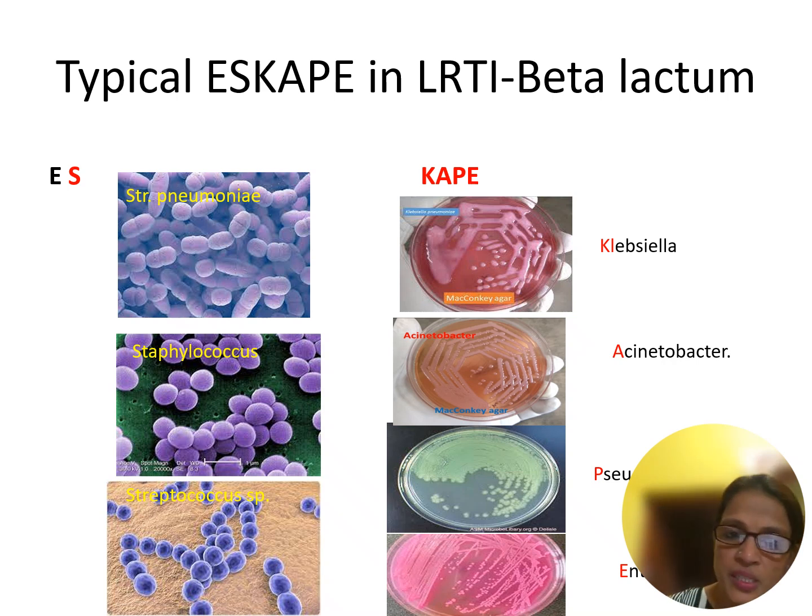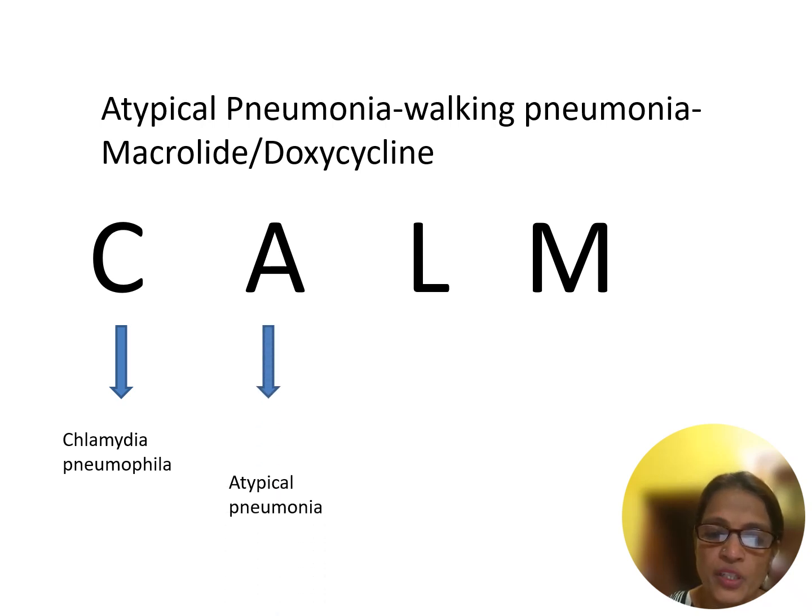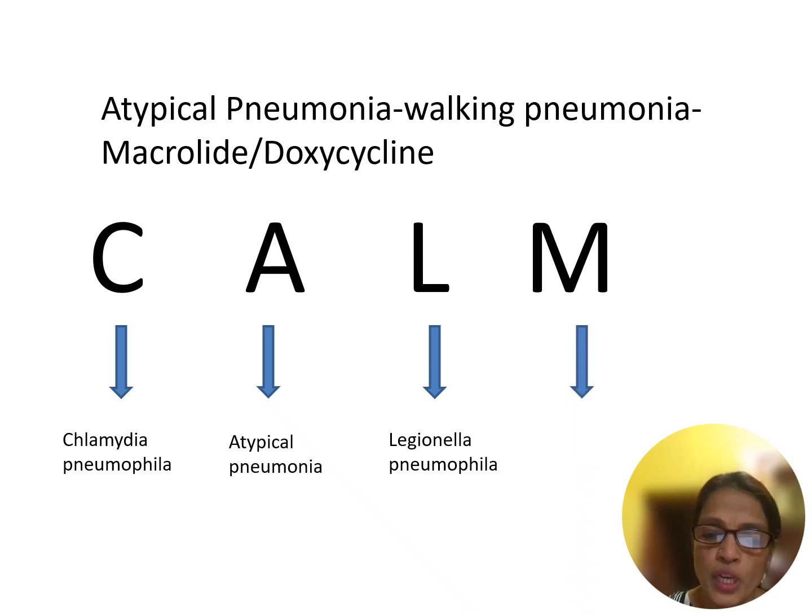So what we must remember is both gram-positive and gram-negative organisms are responsible for causing these bacterial infections of the lower respiratory tract. Now, amongst the atypical pathogens, we have Chlamydia pneumoniae. A refers to atypical pneumonia. L refers to Legionella pneumophila. M refers to Mycoplasma pneumoniae. I just call this CALM because the symptoms caused by these atypical pathogens are usually quite silent.